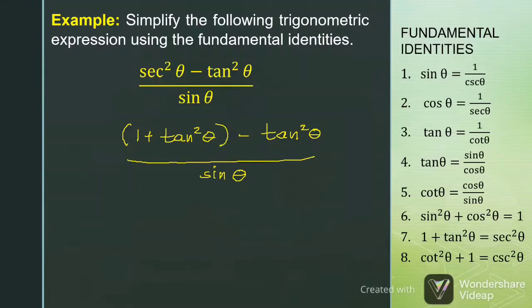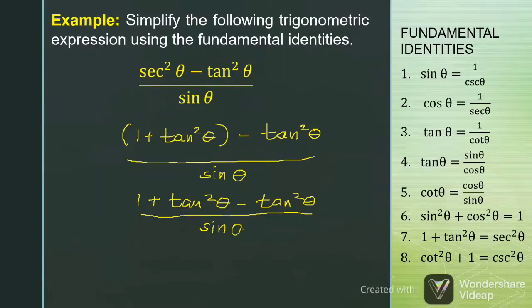So we can now remove the parentheses. We have 1 plus tangent squared theta minus tangent squared theta all over sine theta. And tangent squared minus tangent squared is 0. So we have 1 all over sine theta. And what is the equivalent of 1 over sine theta? The reciprocal of sine is cosecant theta. So therefore, the simplified form of the given trigonometric expression is cosecant theta.